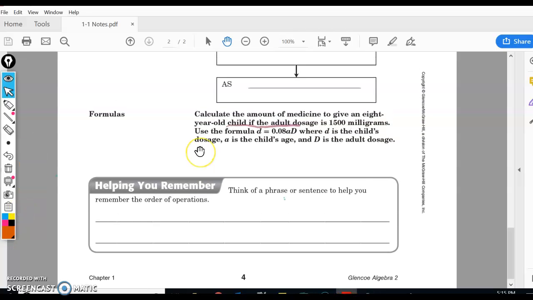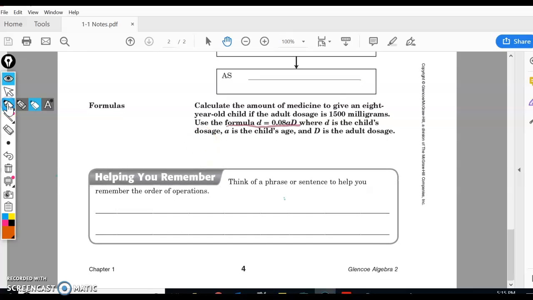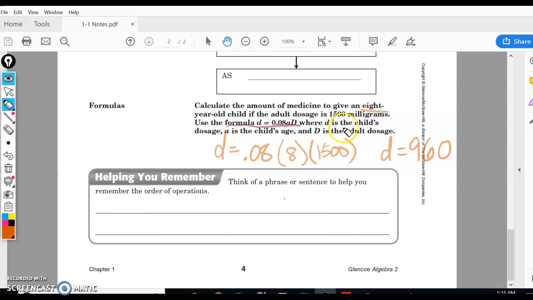To solve for d, you are simply going to substitute in A, which is the child's age, child is 8 years old, and then capital D is the adult dosage. They gave us 1,500. You can use your calculator on this. 0.08 times 8 times 1,500 would give you lowercase d to be 960. And did it give a measurement? Nope, it just says d is the child's dosage. You could put it probably in milligrams. That's what I'm guessing.